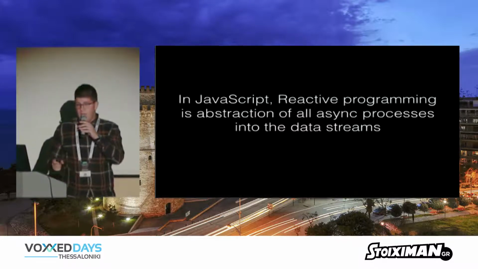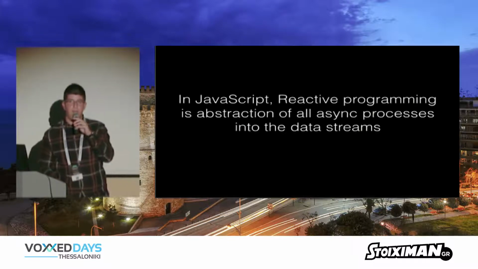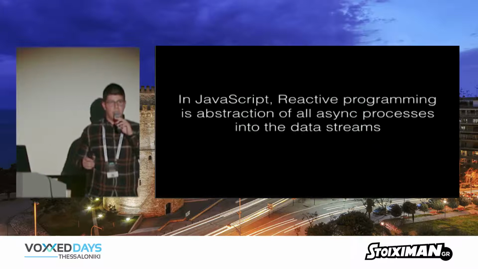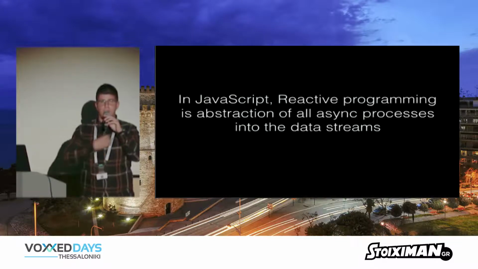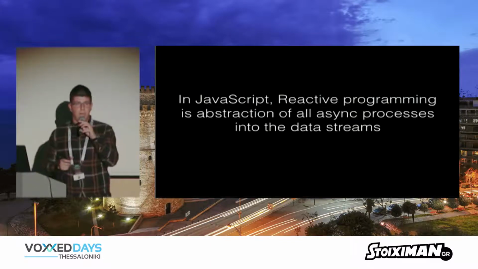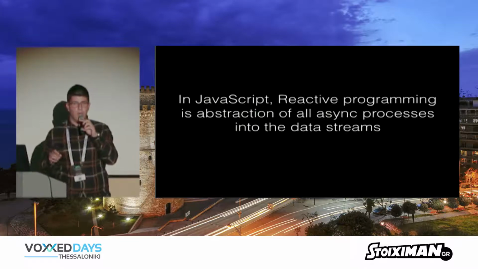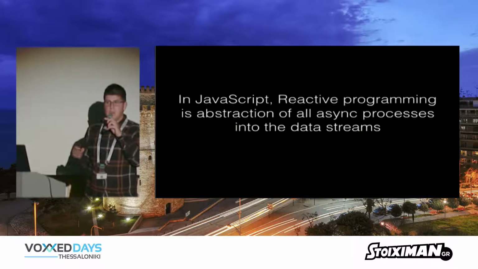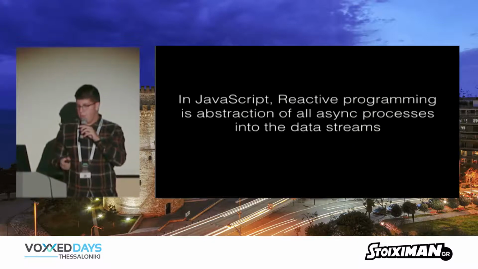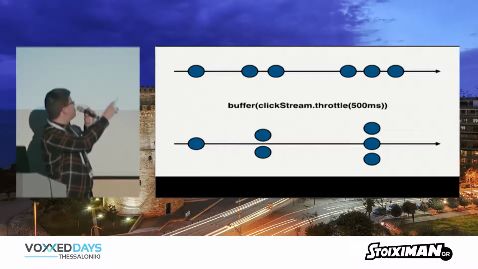In JavaScript, reactive programming is basically an abstraction of all async processes into data streams. That means we can use some technologies in JavaScript to look at every async thing as a sequence of data. For example, you can work with user clicks, user input, WebSockets or some web API in the same way, using the same API and the same functions. So let's see how.